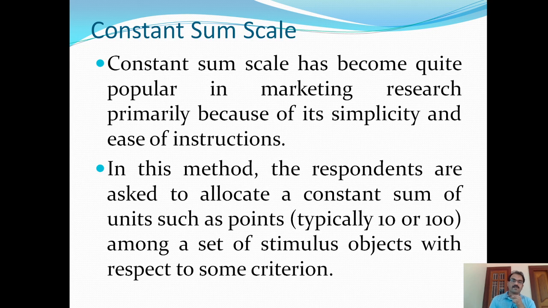In this method, the respondents are asked to allocate a constant sum of units, such as points, typically 10 or 100 or 50 or 20, whatever it be, among a set of stimulus objects with respect to some criterion. The constant sum of units may be 10 or 100 or 50, and the respondents have to allocate it among a set of stimulus objects with respect to some criterion.